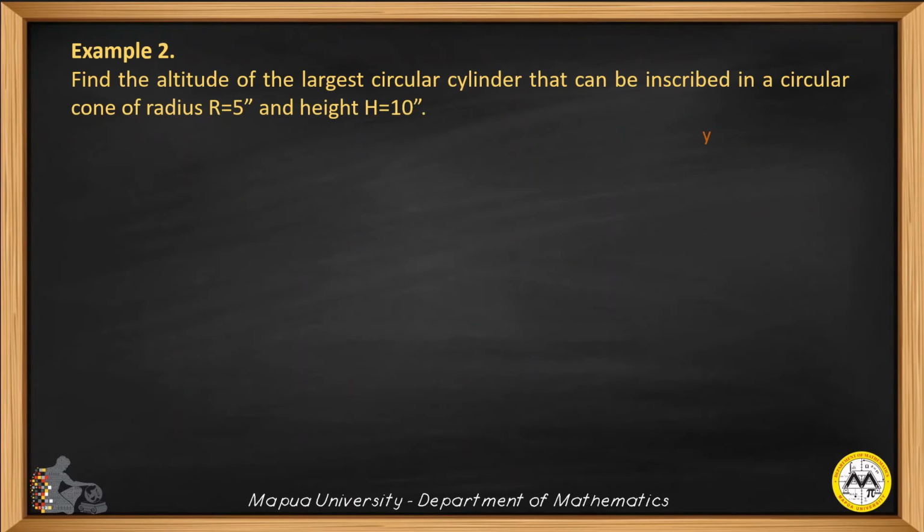Let us consider this second example. It says, find the altitude of the largest circular cylinder that can be inscribed in a circular cone of radius r equal to 5 inches and height h equal to 10 inches. Again, an illustration would be very helpful in visualizing the problem as well as setting up our working equations.